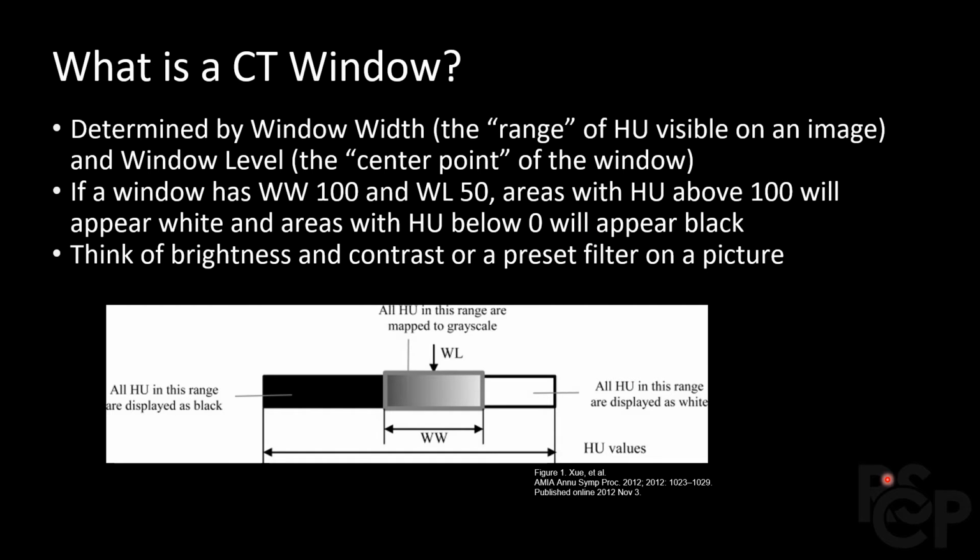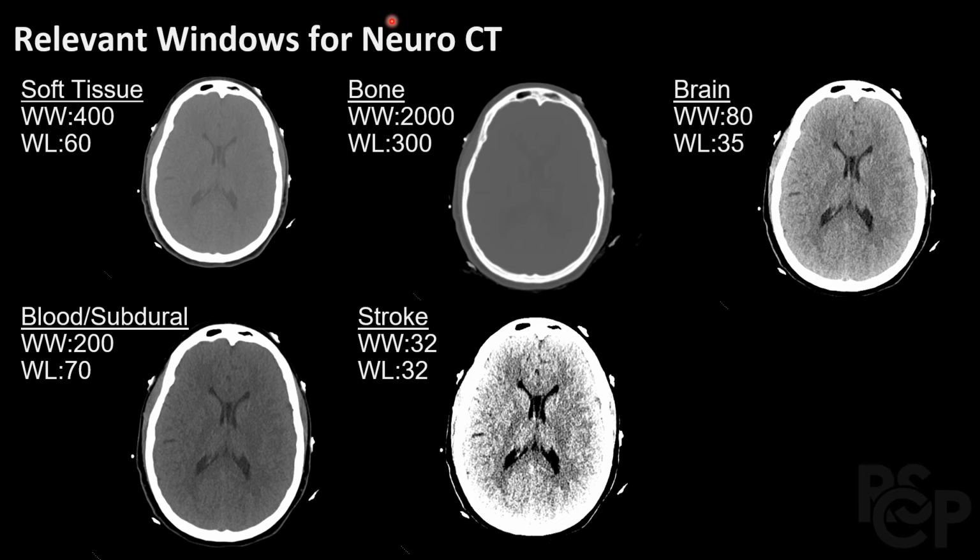Now, this might be a little bit confusing if we're just talking about the parameters. Let's move on to actually look at a couple examples, and I think it'll make more sense. To drive the point home, let's look at a few examples of windows that we use commonly in neuroradiology. So I've listed 5 different windows here: the names, the width and level parameters, and what a CT would actually look like on that window.